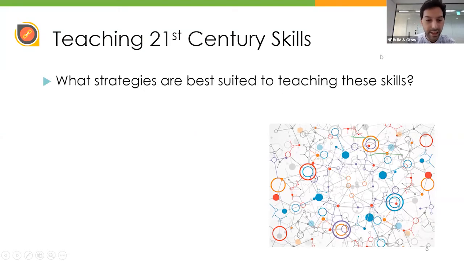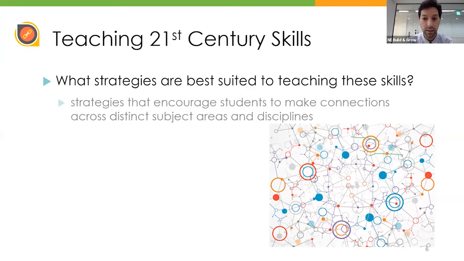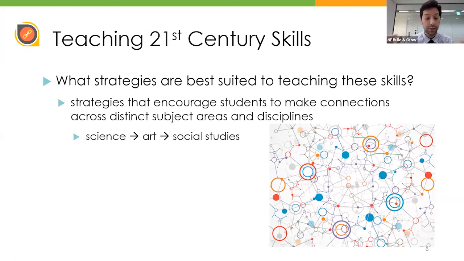All right, so when it comes to asking ourselves what strategies are best suited to teaching these skills, the answer is strategies that encourage students to make connections across distinct subject areas and disciplines. For example, let's say that you're learning about science. Traditionally, we look at science as one subject with one particular focus, and then we look at art as something completely different and social studies as unrelated. But in the 21st century, it's becoming more important to draw these connections and create a synthesizing activity with the students so that they realize that this science lesson we just learned has applications in art, or has applications in society, and we're allowing our students through the lesson to make these connections and to get a richer understanding of the learning material.